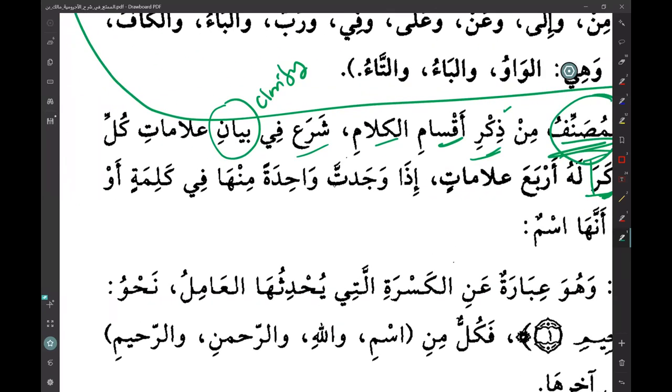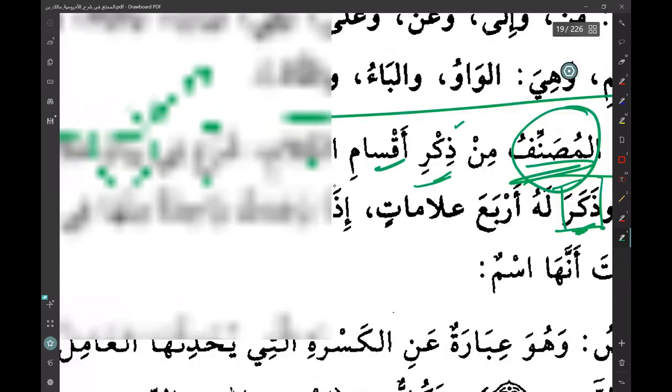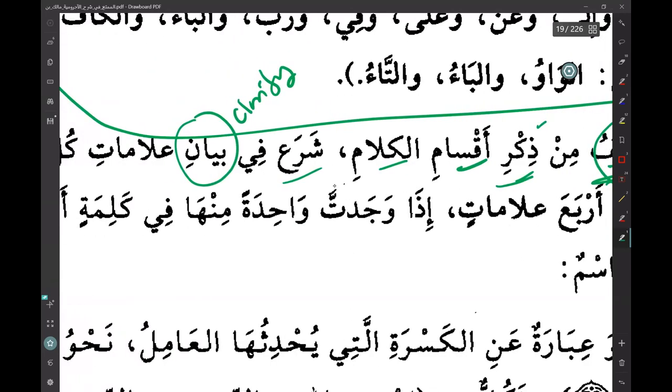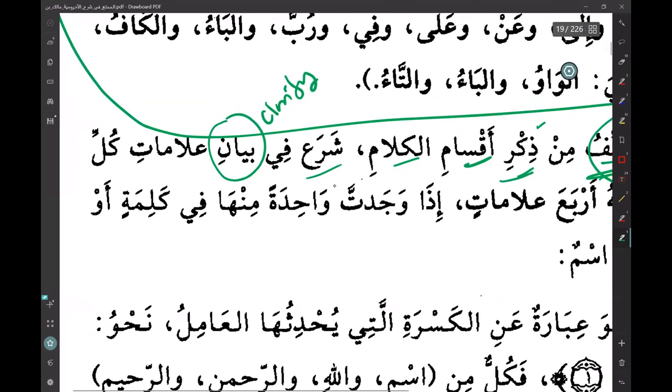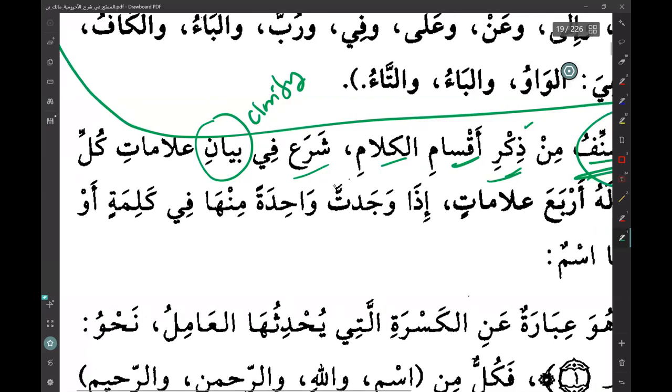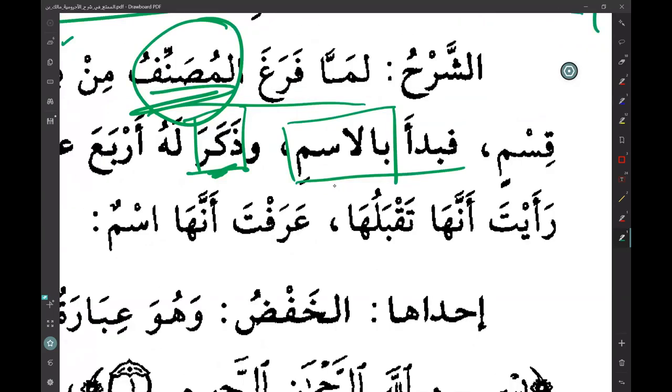إذا وجدت واحدة منها في كلمة. Let me translate. إذا وجدت, if you find واحدة منها, one of them, في كلمة, in a word. So he's saying that he's going to give you 4 signs. If you find one of them in a word, أو, or رأيت أنها تقبلها, that is the problem.